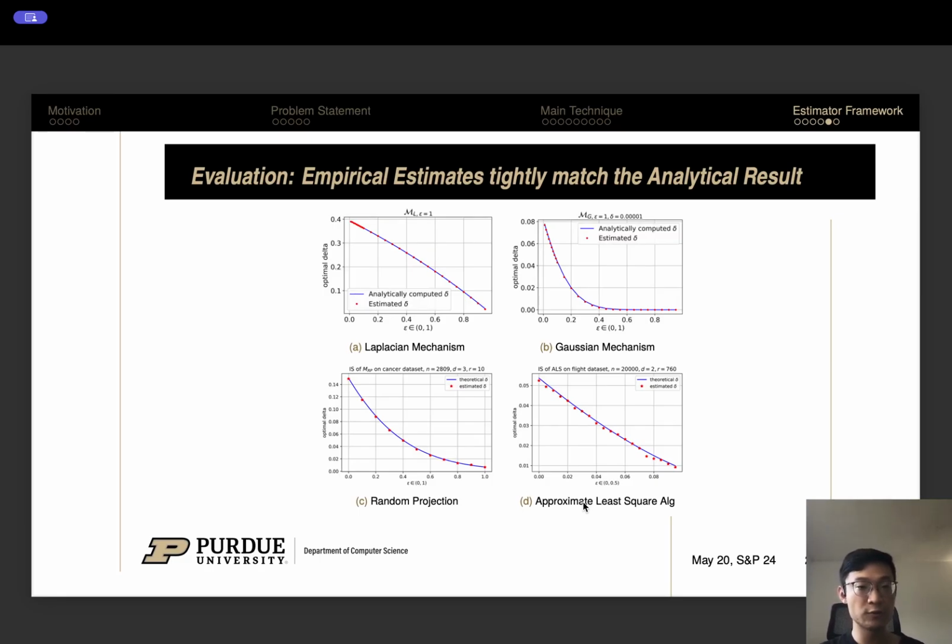Lastly, we also did some evaluation to show that the empirical estimates generated by our estimators tightly match the analytical result, that is, the analytical privacy claim. So we tested on the building blocks of DP mechanisms, the Laplace mechanism and the Gaussian mechanism. We also tested on more complex classic machine learning tasks, like random projection and the approximate least squares algorithm. All these results show that our empirical estimates tightly match the analytical result.